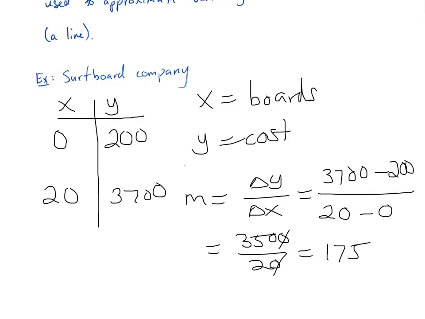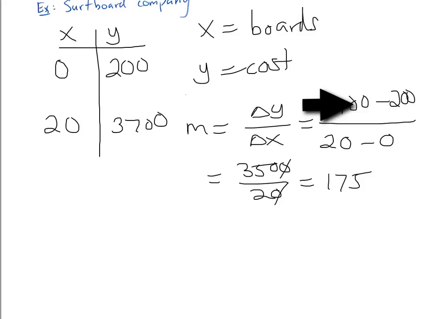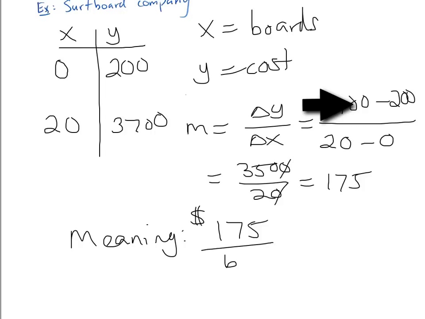It's 175, but what does it really actually mean? And so what's nice to know is what that 175 represents. So that 175 is coming from looking at the change in our cost, divided by the change in our number of boards produced. And so the meaning is that our cost is changing at a rate of 175, so changing cost of dollars per number of boards being produced. So it costs the company $175 per board.